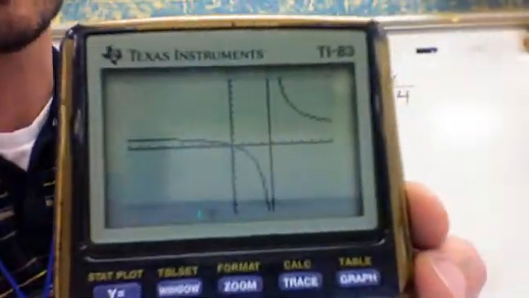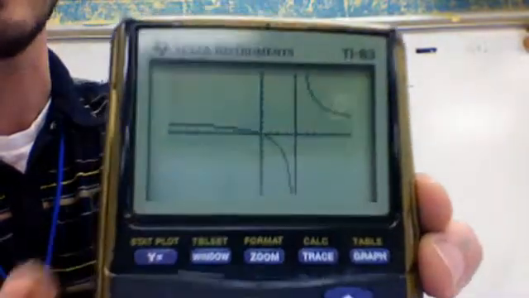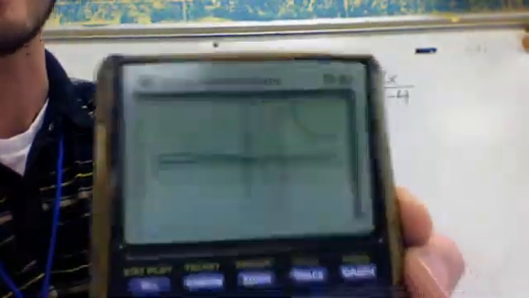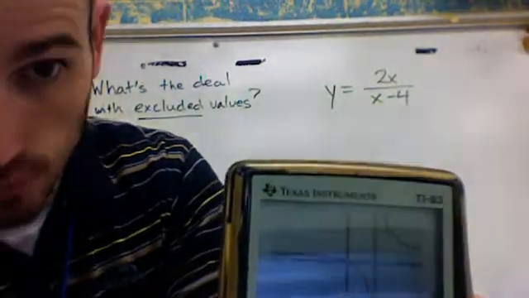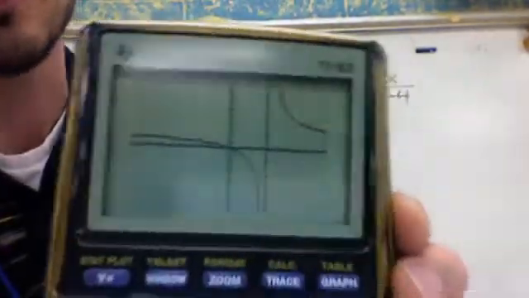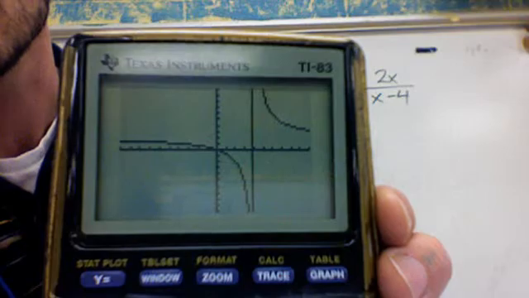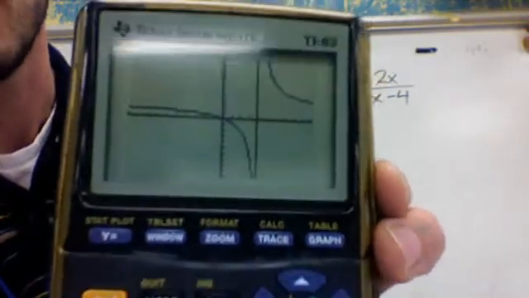The graph looks kind of strange, a little bit different than most graphs we've seen. That vertical line that you see in between these two curves is actually not there, if you can believe that. It's really not there. It's not part of the graph. The calculator is trying to do something that's not there. Well, why would it do that?